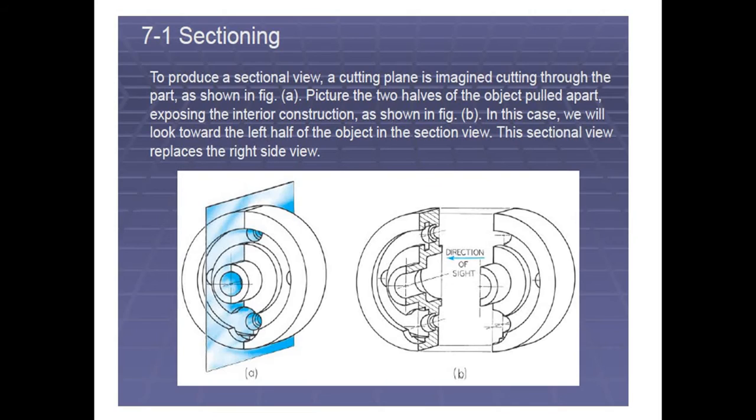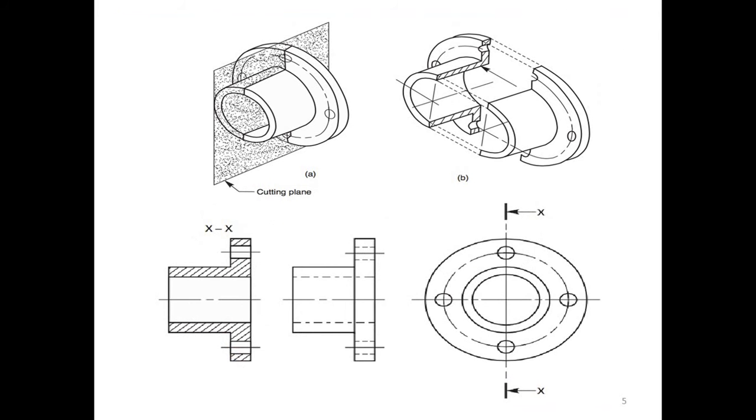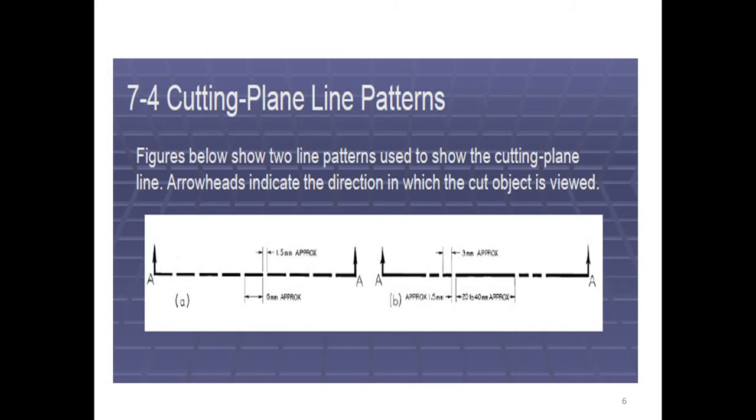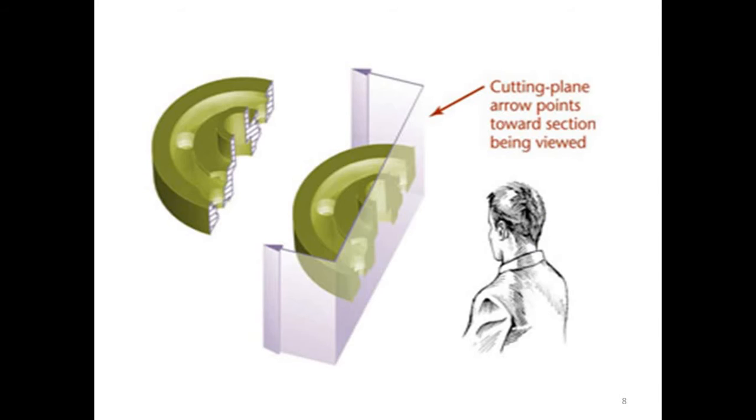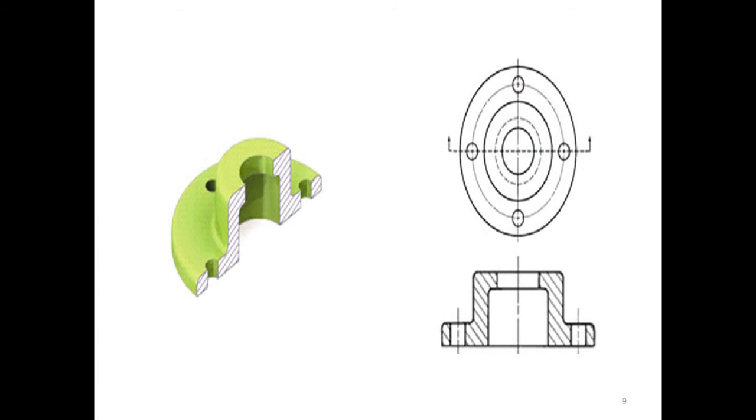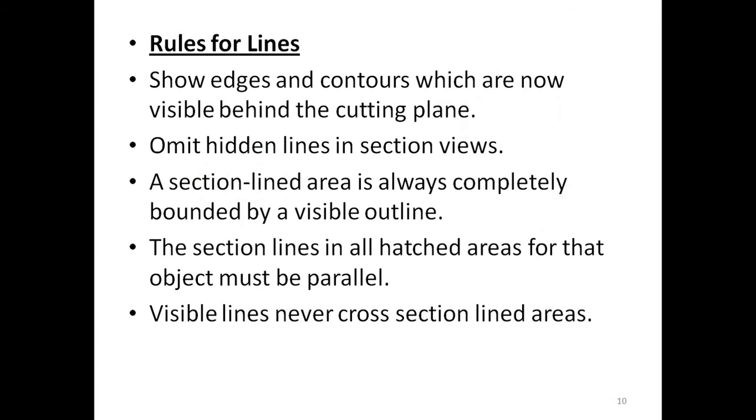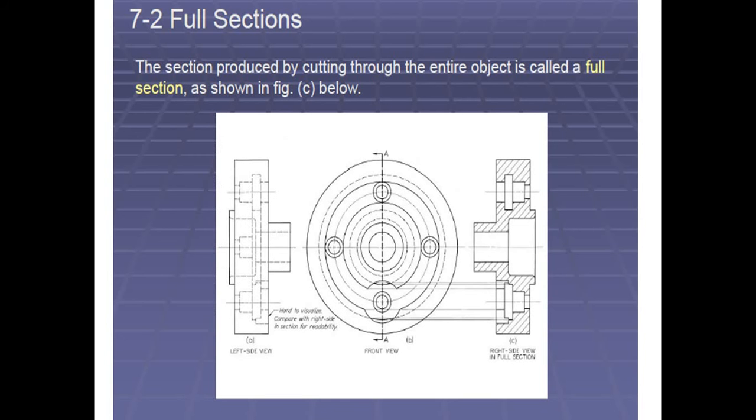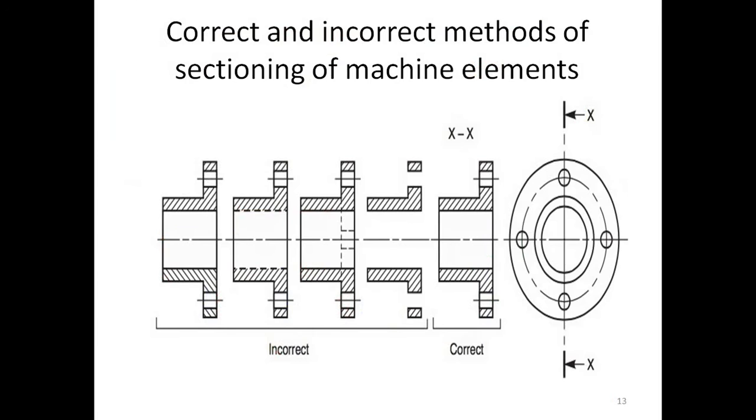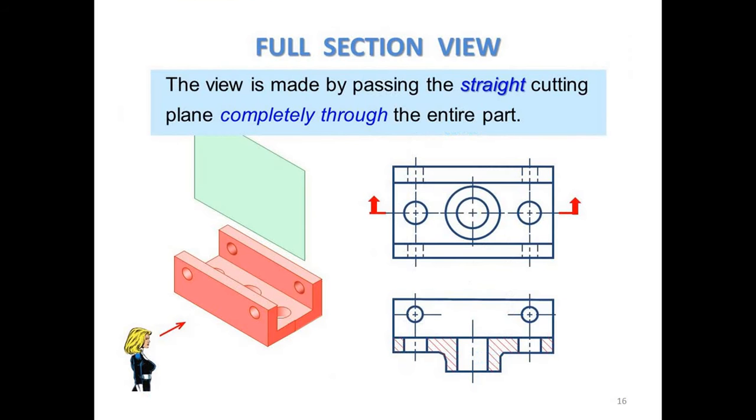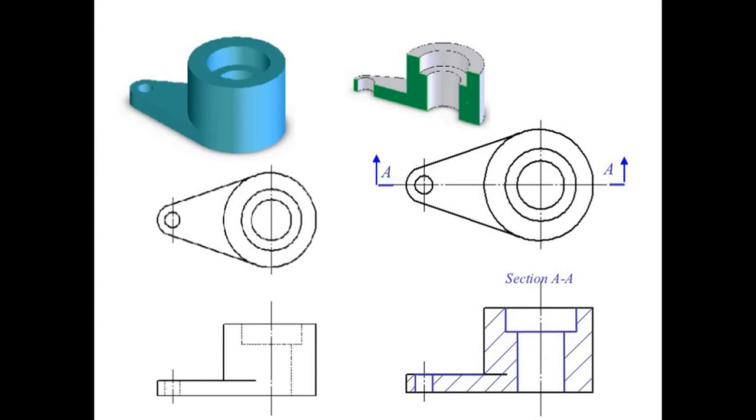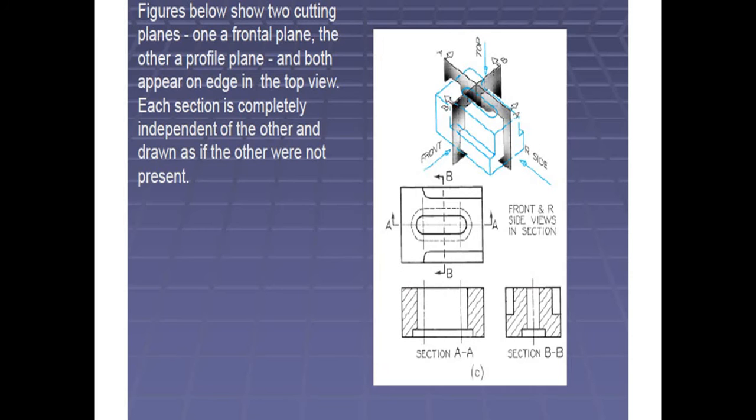This is sectional view. Then what is sectioning? Then what is a full section? We covered the cutting plane line pattern, arrow indication, cutting plane, and observer. You can see how to draw that sectional view by the cutting plane, the rules for lines, then full section, meaning of full section, where a full straight line is there. These are some examples: cross section, ribs in cross section, then full section view. These are some examples we took in the last lecture.